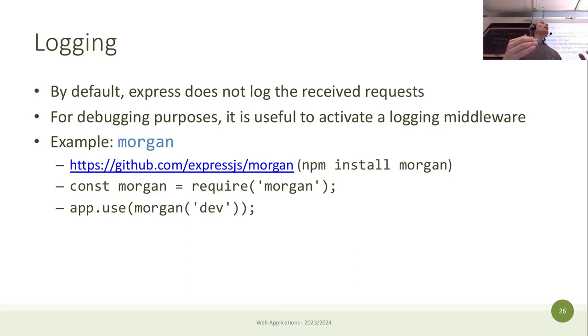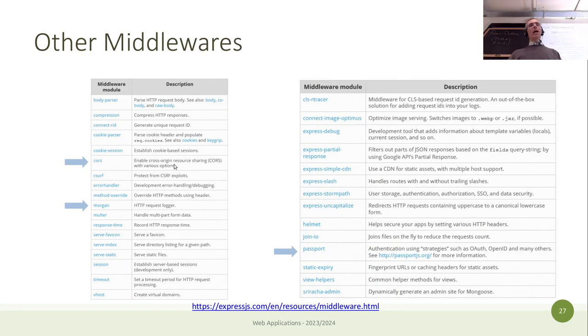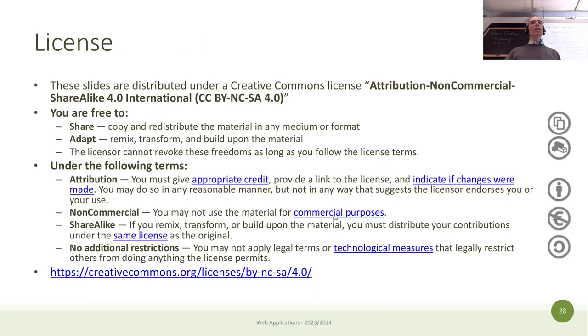Very useful for debugging, because at least you see the method and the URL that has been requested from the client. And you don't need to rely on accessing the client side, the browser, or doing console.log somewhere in your code that might miss some pieces. It's automatically done. Fine, there are other useful middleware, but we will talk about them when it's time, for authentication, etc.